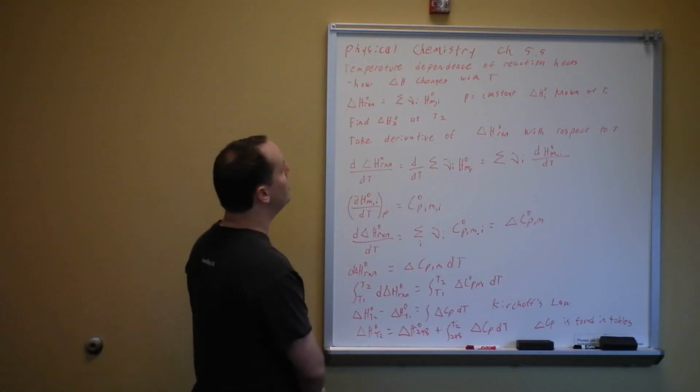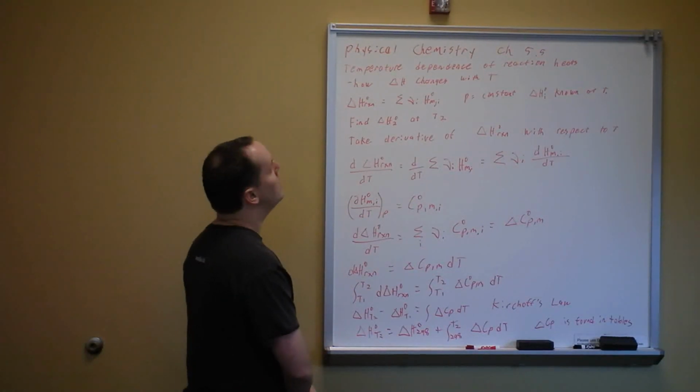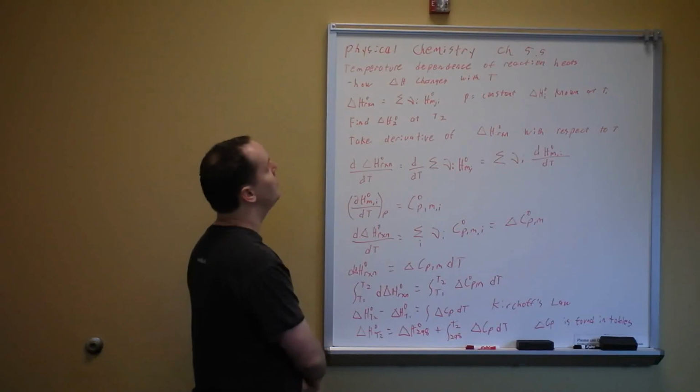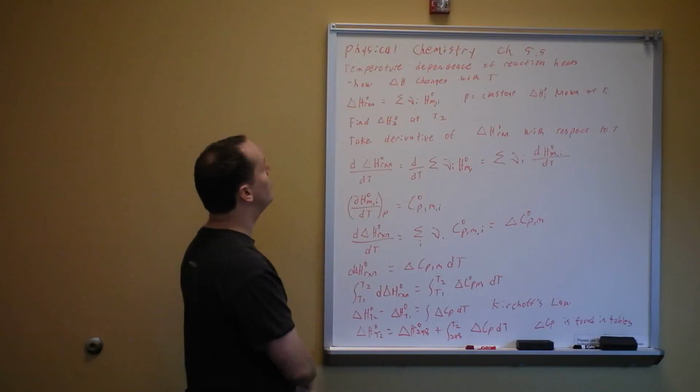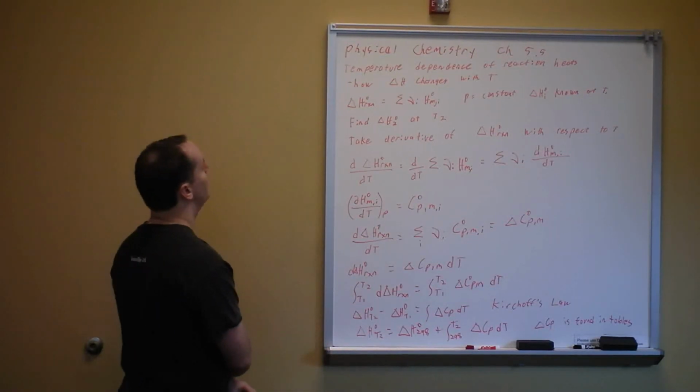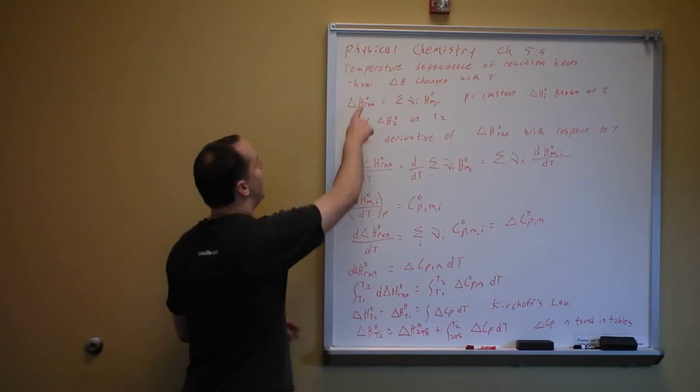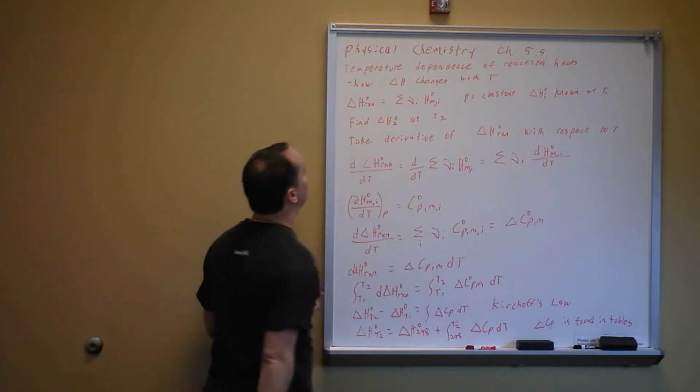Continuing on physical chemistry, chapter 5, section 5. Now we're going to talk about the temperature dependence of reaction heat. Remember, reaction heat does not mean Q, that means delta H. So keep that in mind, more confusion for you. Okay, so what we're talking about is how delta H changes with temperature.